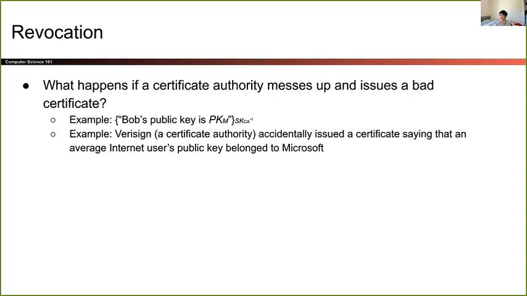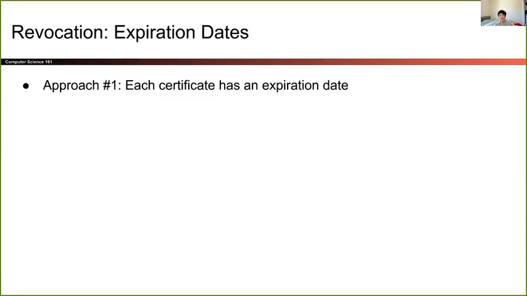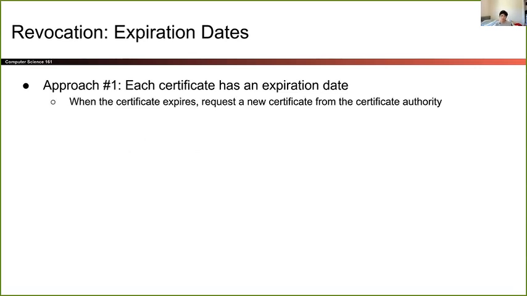So we have two ways of addressing faulty certificates. First one is each certificate is going to have some expiration date. So when the certificate expires, we are going to request a new certificate from the certificate authority. And the idea here is that if VeriSign accidentally signs Mallory's key for Microsoft, there's only a limited amount of damage that they can do before that certificate expires and no one trusts that certificate anymore.